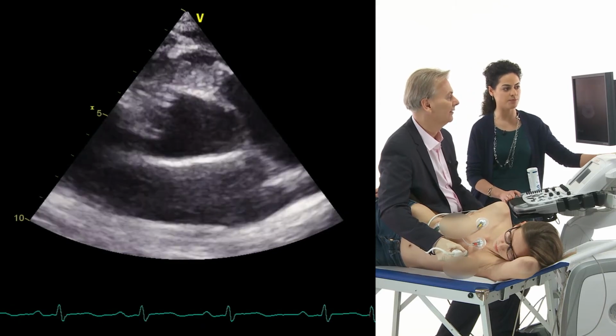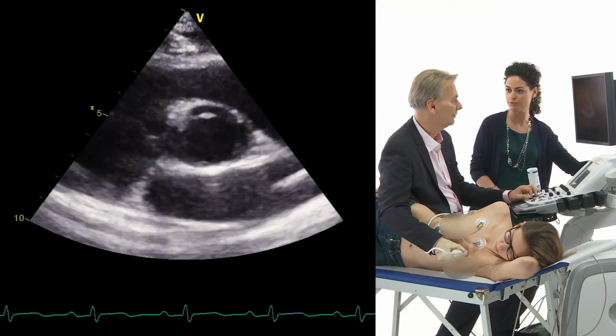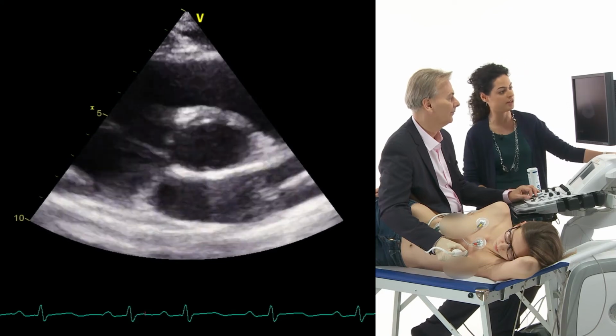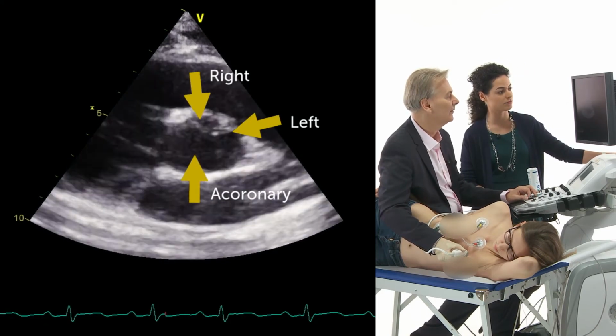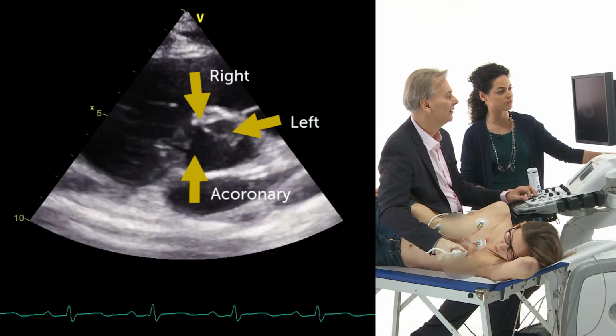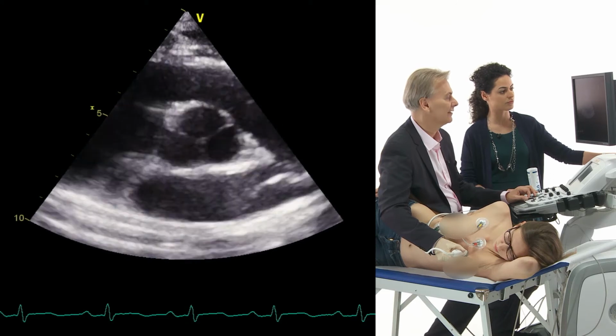Yes, actually, using the parasternal long axis and short axis, you get a really full view of the aorta and the ascending aorta. Right, now you have all three cusps visible. You have the right coronary, the noncoronary, and the left coronary cusp. But all this will come in more detail in the future courses.